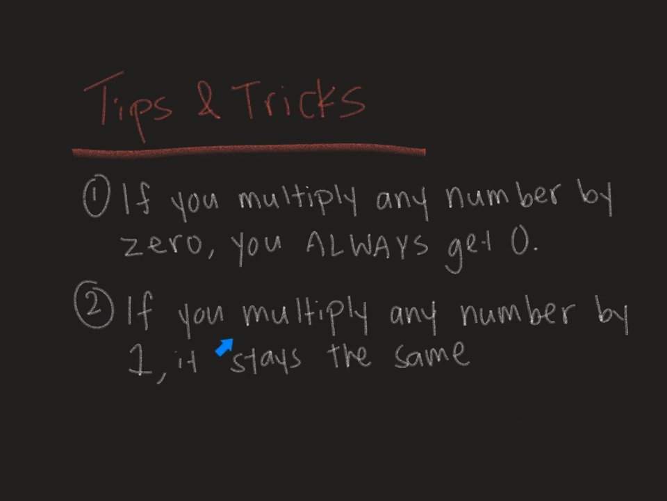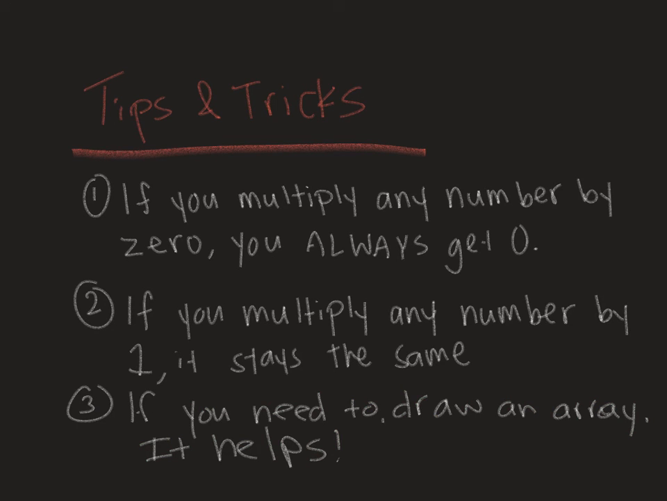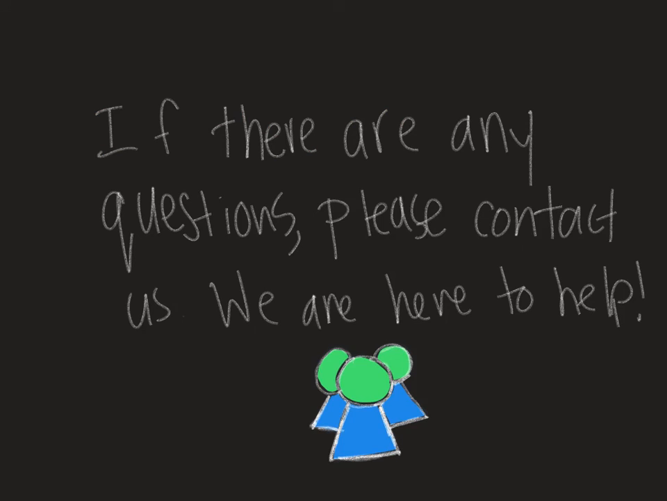Number 2. If you multiply any number by 1, it stays the same. For example, if you have the number 1,234 times 1, you get 1,234. Or if you have 6 times 1, then your answer will be 6. My last tip and trick for you is if you need to draw an array, go ahead and do so. It really helps.